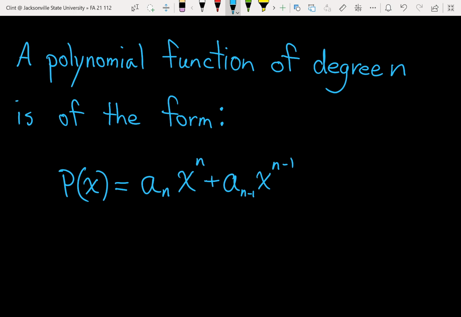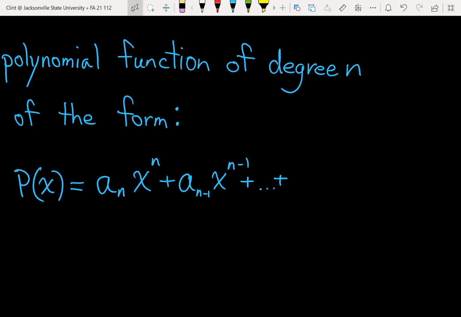So we're going to skip some stuff in the middle and get down to what the other end of this thing would look like. So we would count down from n until we get to a_1 x to the first power. And since it's a 1 exponent, we don't have to write it. And then our last term we would call a_0, and it does not have an x with it because it would be x to the 0th power. Anything to the 0th power is just 1.